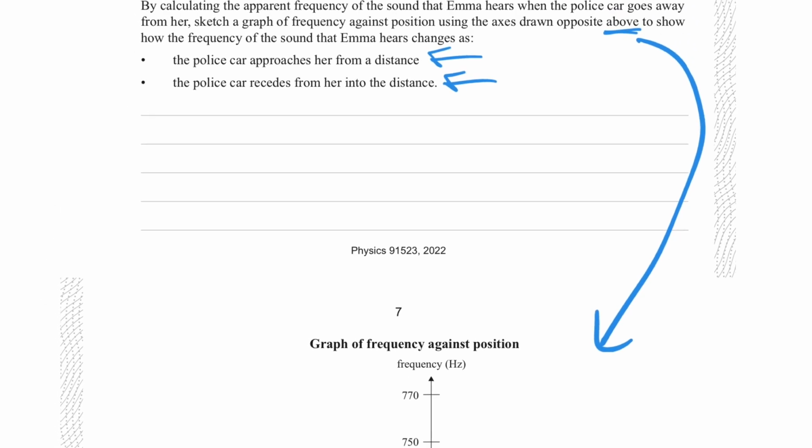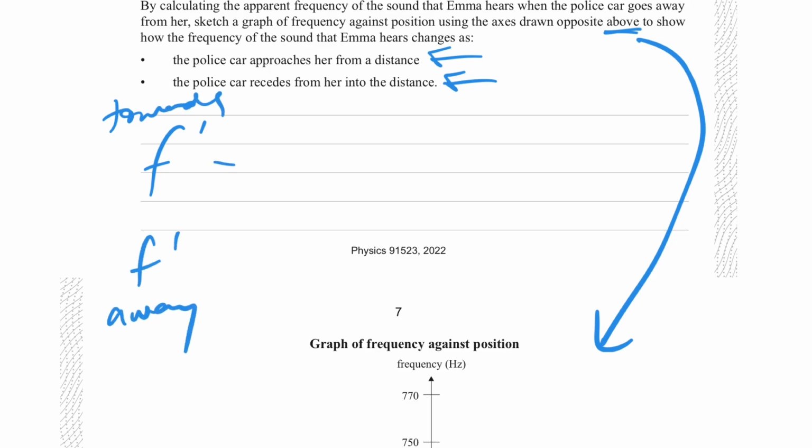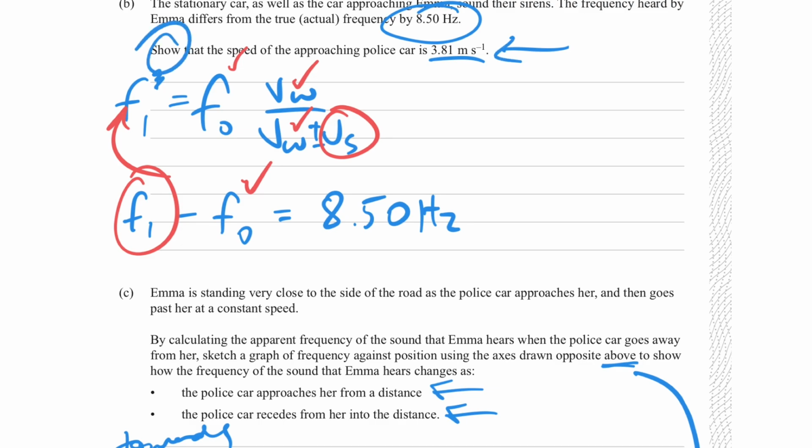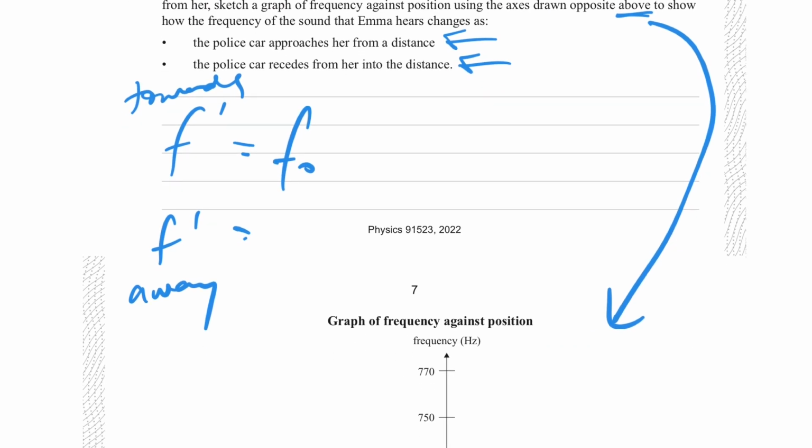But we have to do a calculation anyway. So we want to find the f dash frequency. You've got to do two calculations actually: when it's going towards her, and then the f dash frequency when it's going away. So we know f naught now. Oh, that was already given to us. We know the speed of the approaching police car. It was a show question, so we knew probably that they were going to get us to use that down here. We know the speed of sound in air. So V, velocity of the wave, over velocity of the wave plus or minus velocity of the source, and it's going to be the same for away, except you have to choose whether it's plus or minus.